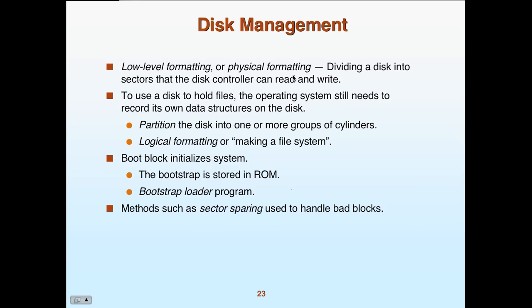So you can use these tools to partition. Partitioning just tells the operating system, all this space, call this little section A, call this one B, call this one C, or something. So you use a disk to hold files. The operating system still needs to record its own data structure on the disk. The operating system needs to know the format. So you format the disk for the file format that you're going to use. You partition the disk into one or more groups of cylinders. So it's logical partitioning, or making a file system, is what you're doing.